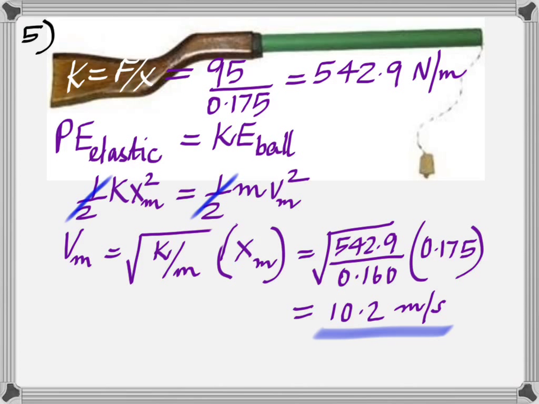In the fifth one, find K again. And then remember that the elastic potential energy of the spring gets converted into kinetic energy of the ball or the bullet, whatever it may be, and then make velocity the subject. That's it. We've got K and the mass of the ball times the maximum compression, and you get the velocity.